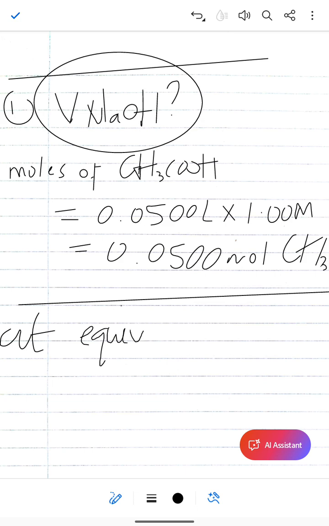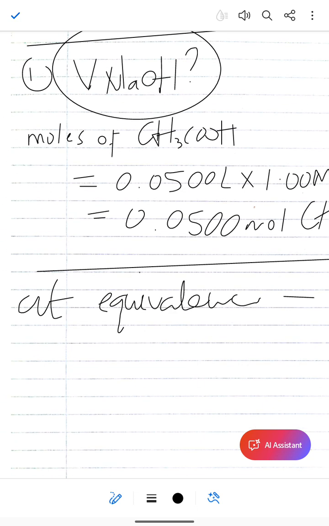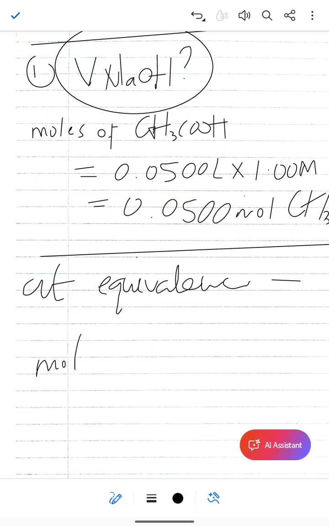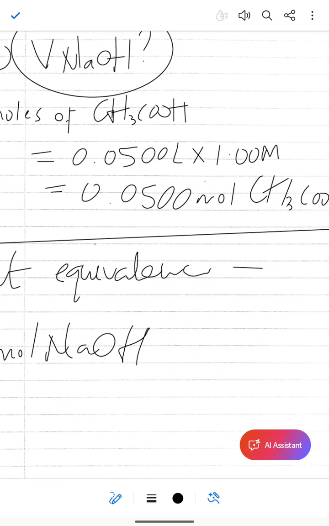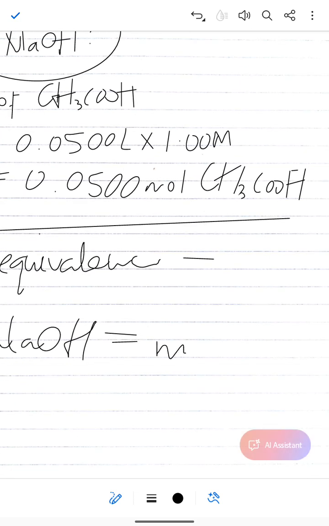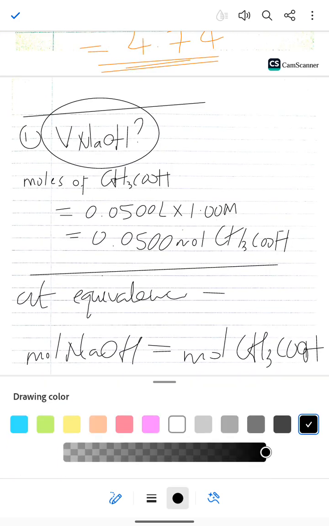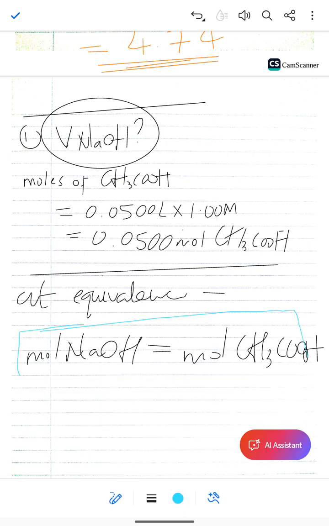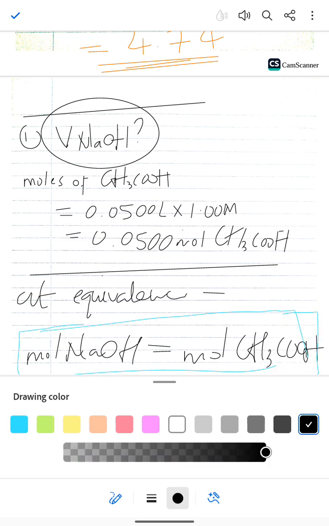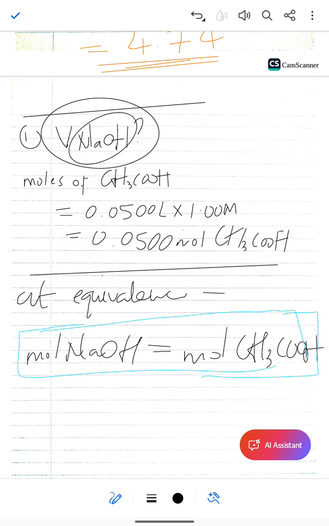This is the equivalence point. The moles of sodium hydroxide is equal to the moles of CH3COOH. Now you need to get this straight. If you don't get this part, you may never arrive at the answer, because there's no other way you can find the volume of sodium hydroxide without knowing the moles. So you have to agree that at equivalence point, the moles of sodium hydroxide simply equals the moles of the acetic acid, right?